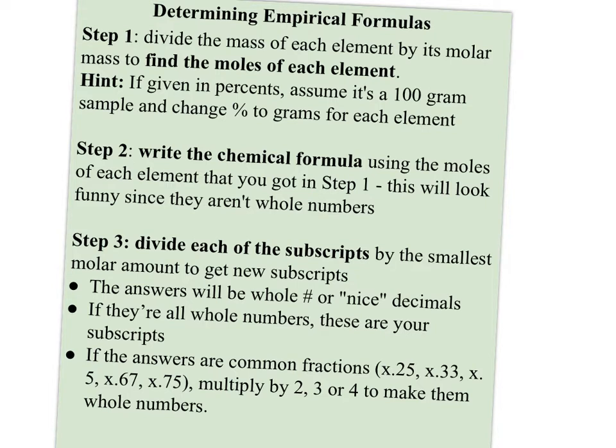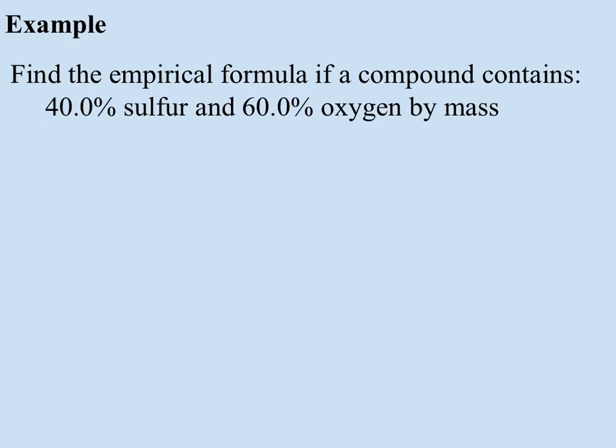Sometimes they're not all whole numbers. There'll be a fraction like 0.25 or 0.33 or even 0.5, 0.67. In that case, you have to recognize it's a fraction of 1/4 or 1/3 or 1/2, or here we have 2/3 and 3/4, and you multiply by the whole number. But those are fairly unusual. Most of ours are going to fall into these first 3 steps as I have written. So let's look at an example.